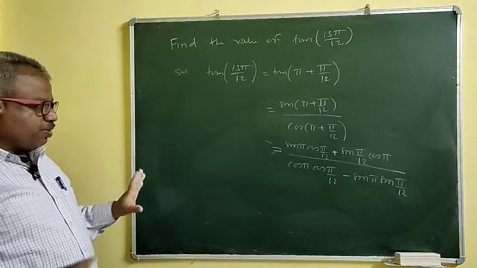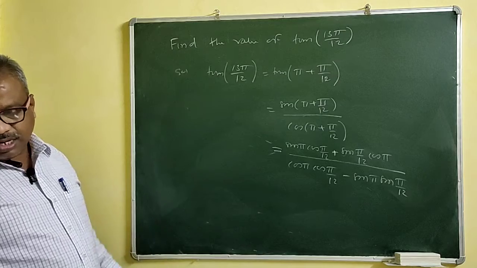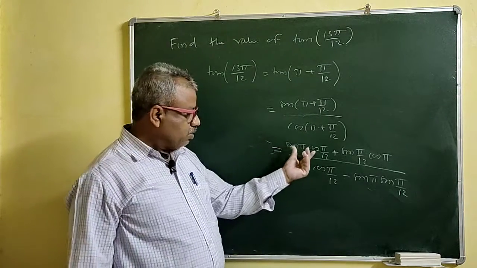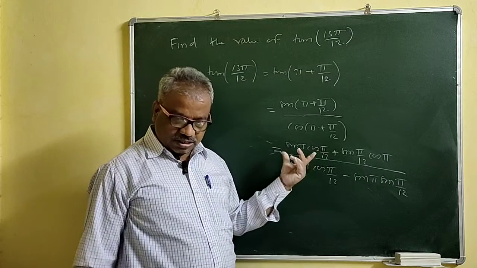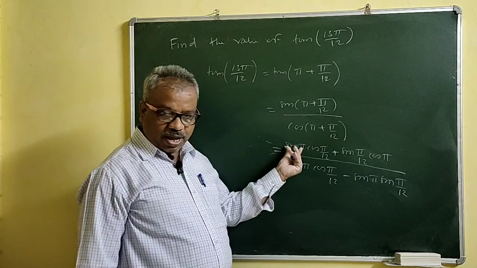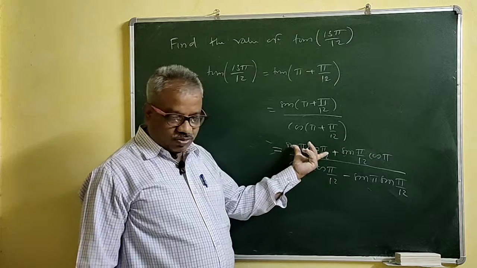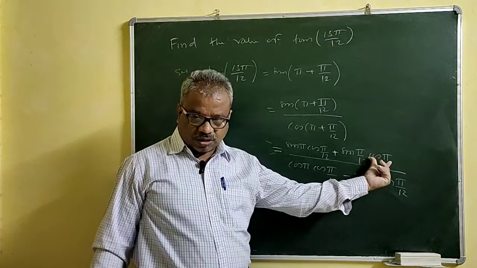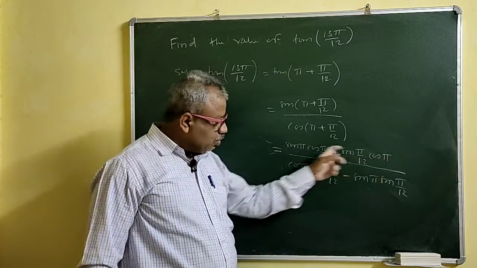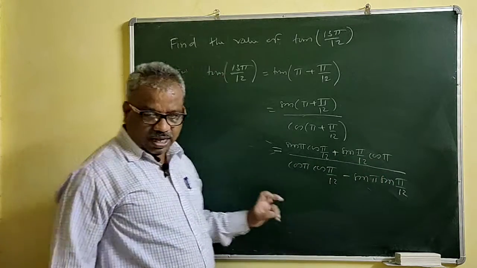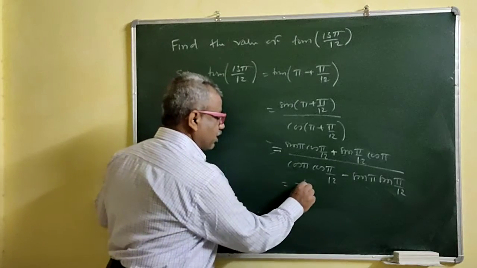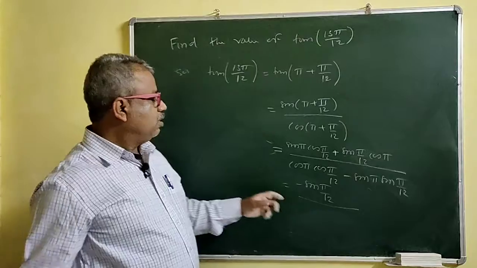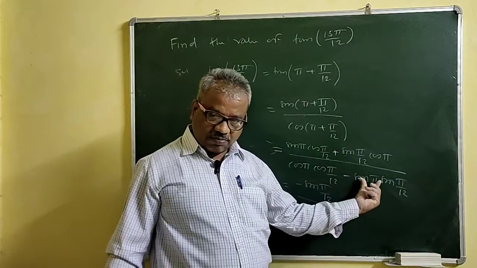Now directly we will put the values and simplify. If we have a 0, no need to write each and every step. So sin pi is 0, that means this term will be 0. Cos pi is minus 1. So the numerator is minus sin pi by 12. What about the denominator? See the second term, there is sin pi.